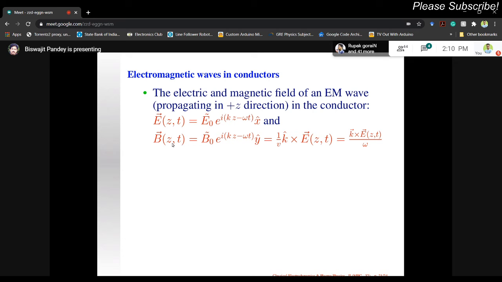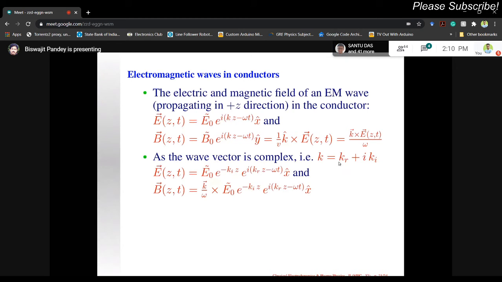Now we have seen that the wave vector k is a complex quantity. It has a real and imaginary part. So if we plug this into these two equations, what do we get? E(z,t) now becomes E0 tilde e to the power minus ki z. Remember, ki is not a complex quantity. It's some number, ki, into z, times e to the power i(kr z minus omega t). This part is the usual plane wave thing, which you have already encountered in vacuum or any linear material. The new part here is e to the power minus ki z.